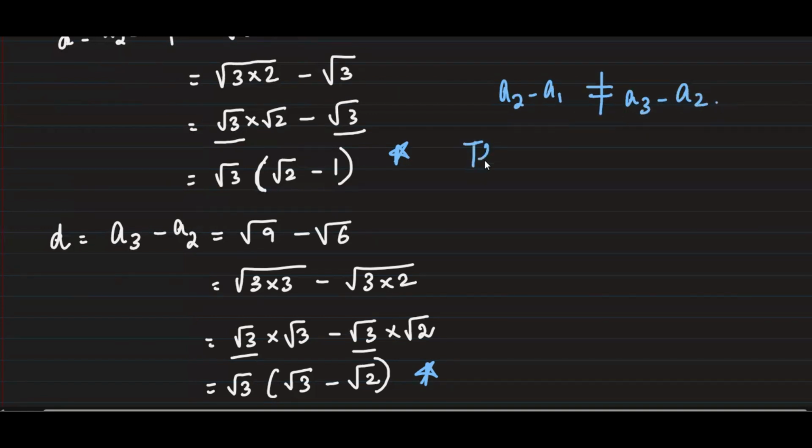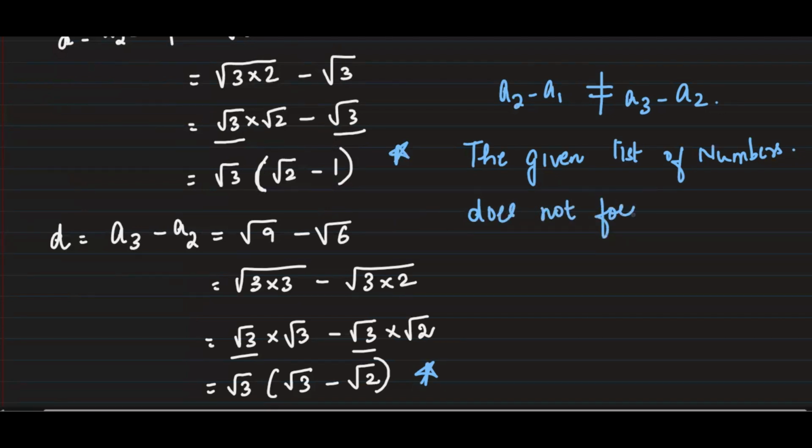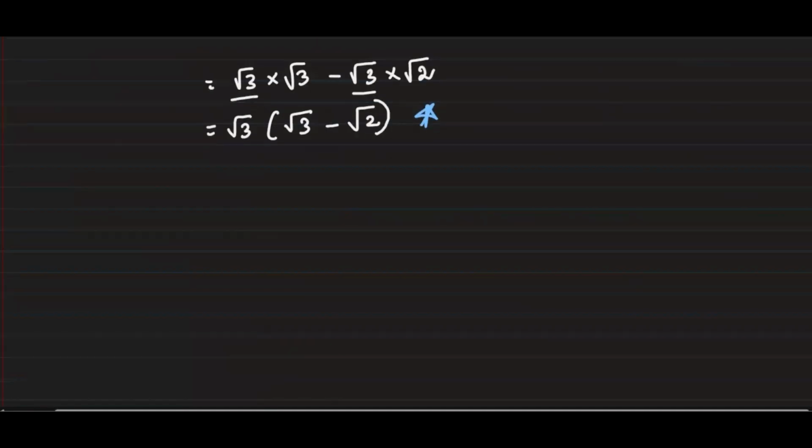Hence, the given list of numbers does not form an AP. Okay, fine, clear? Okay, moving on to question 14 now. So question 14.